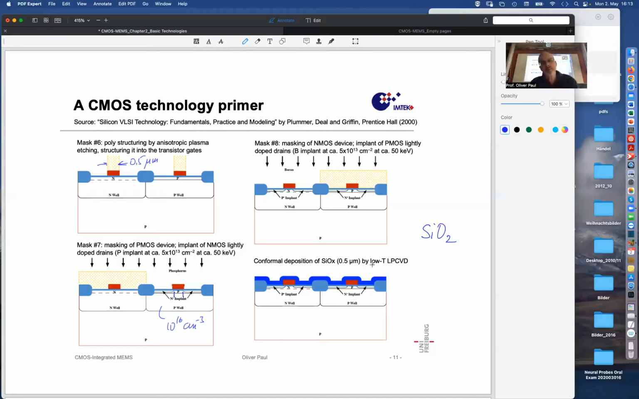So the reason for low T, we know now, if we did high temperature LPCVD, we would ruin the diffusion profiles. So it must be low, and that means maybe 400 degrees or so. We don't go much higher now. The silicon oxide is 0.5 micron thick, about, and it is called conformal. Now, conformal means covering uniformly all structures. Side walls the same way as vertical structures.